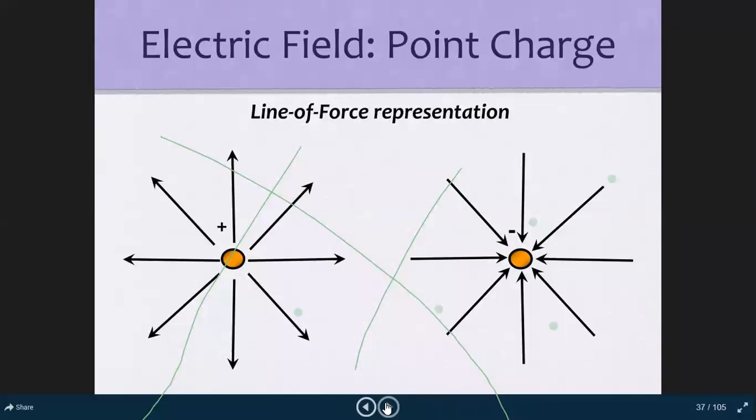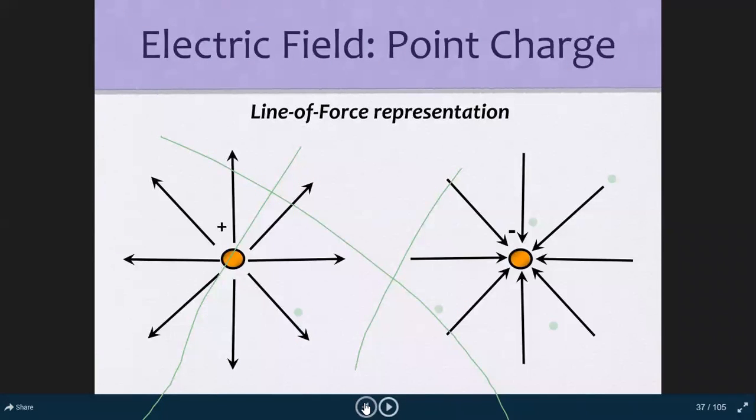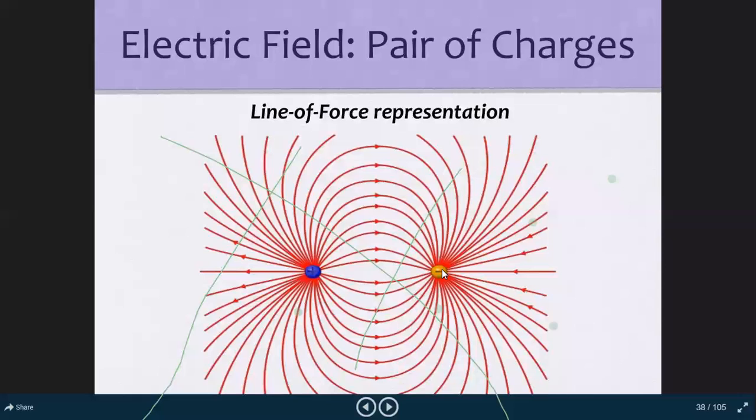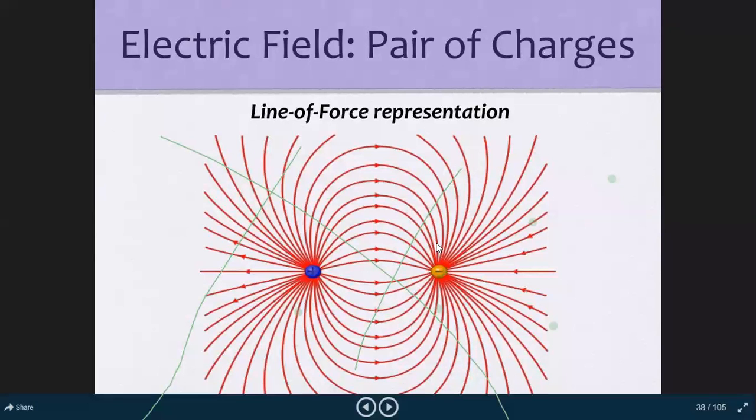Next, field lines of force representation. This is the positive point charge and this is the negative point charge. I have already discussed this. So look at the pair of charges here. When one positive charge and one negative charge are brought closer to each other, the electric field lines of the two-charge system will appear like this.